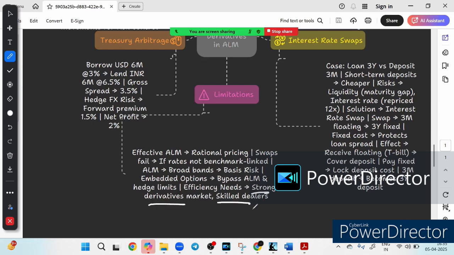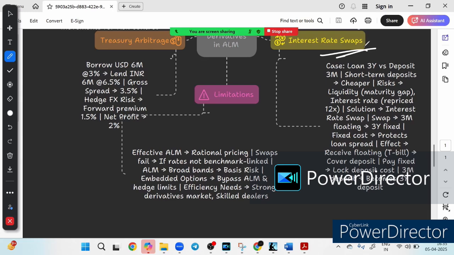This is the solution. So the first limitation of derivatives is that they require rational pricing, and the swap will fail if the rate is not linked to your benchmark. Yes, the interest rate swap will not benefit you, right? So the solution I have told you. Derivatives are a powerful tool for banks to hedge risk, to manage liquidity, and to ensure stability.